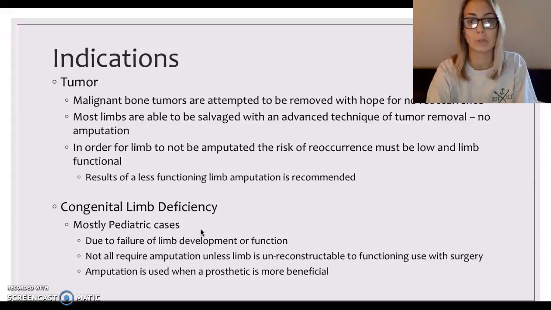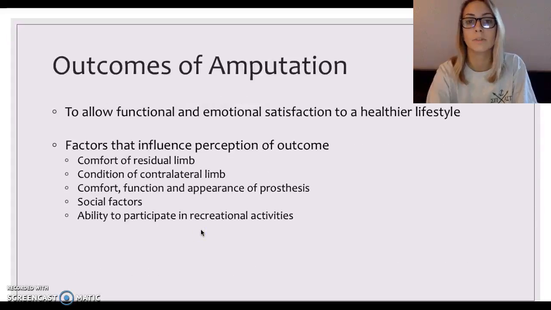This is often due to failure of limb development or function in a fetus. Not all require amputation. Most can be reconstructed through surgery, but that is with hope for a more functioning limb. Amputation is used when a prosthetic is more beneficial for patients. Outcomes of the amputation are to allow functional and emotional satisfaction to a healthier lifestyle.